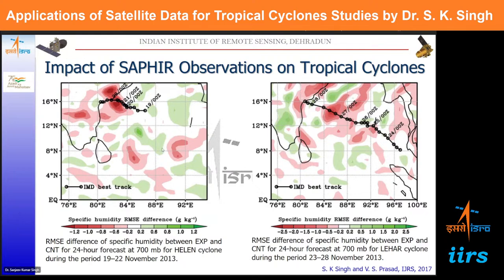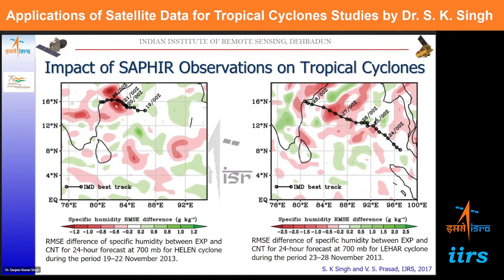Sure, sir. On the impact of the Saphir observations, in one study done by me, I have seen that when we assimilate these Saphir observations into the model, it leads to improvement in the humidity as well as the track. This is the RMSE difference, because two experiments were conducted, one without Saphir observation and one with Saphir observation, and the RMSE difference has been taken between the experiment and the control run.